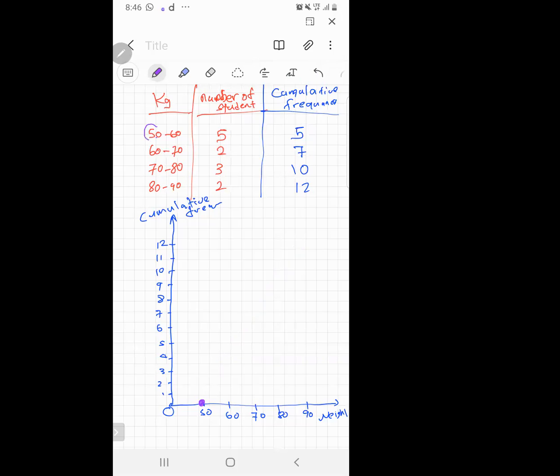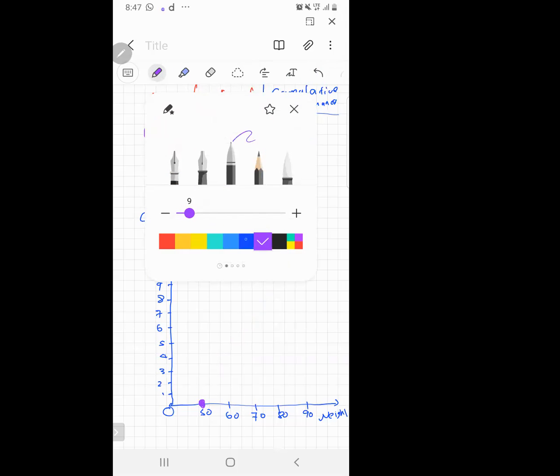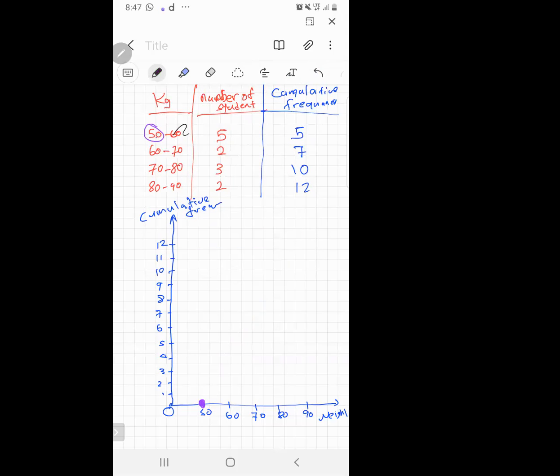This is your initial. Starting point is 50, 0. And after that you have to consider upper limit and cumulative frequency.